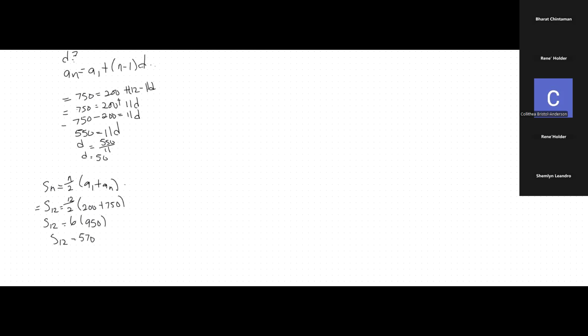And it's not correct if we do not put our dollar sign and 0 cents. So the amount of money that he will save within 12 months will be $5,700.00. That has brought me to the end of this problem. Now I'd like to work example 4.